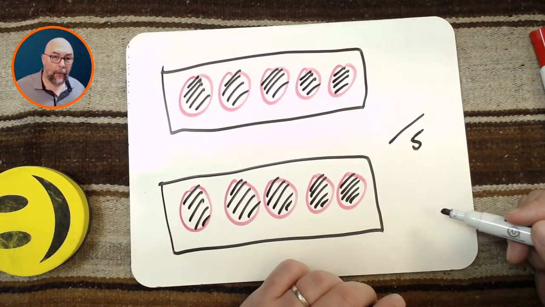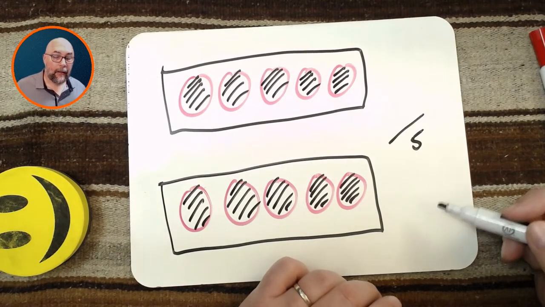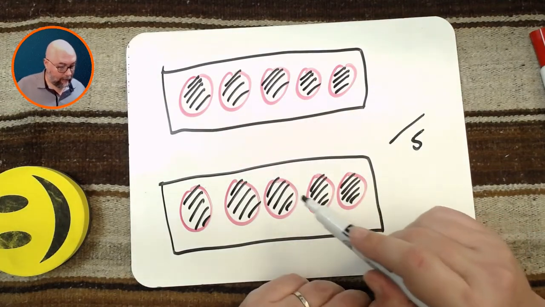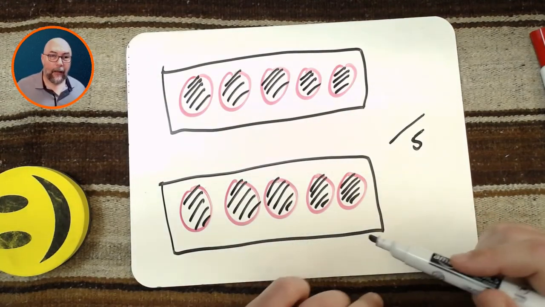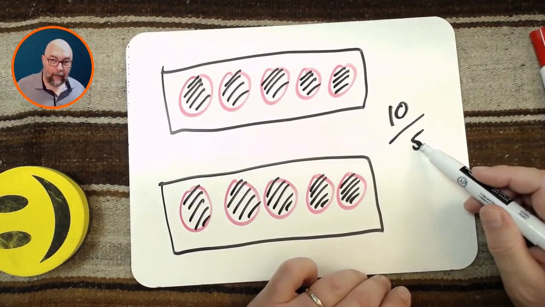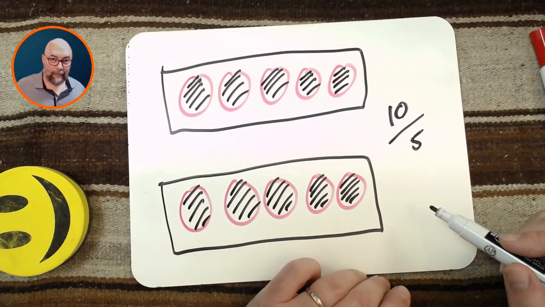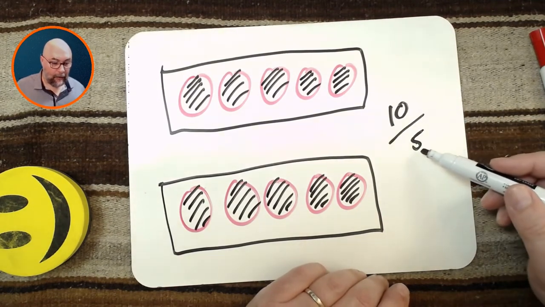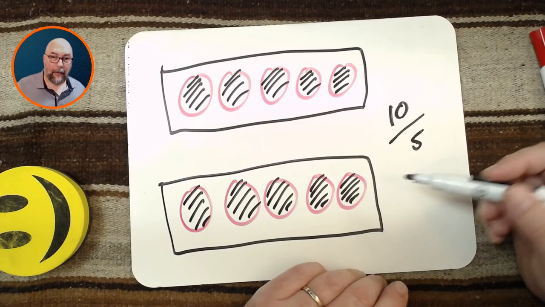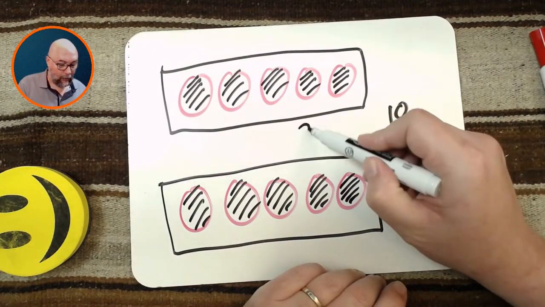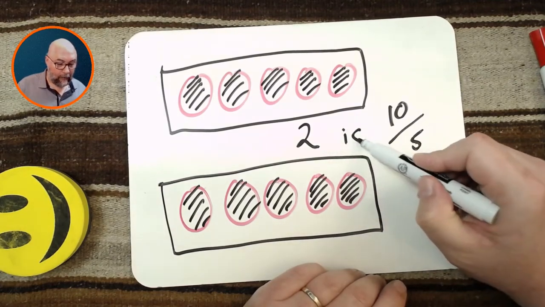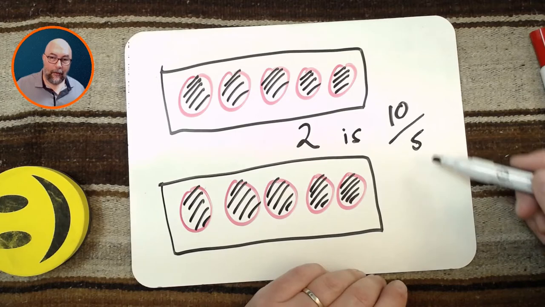But when we look at both packages, we have 1, 2, 3, 4, 5, 6, 7, 8, 9, 10 cookies. We have 10/5. Now, isn't that more than just one package? How many packages is that? That is 2 packages. So 2 is the same as 10/5.